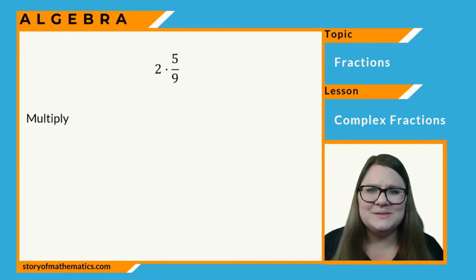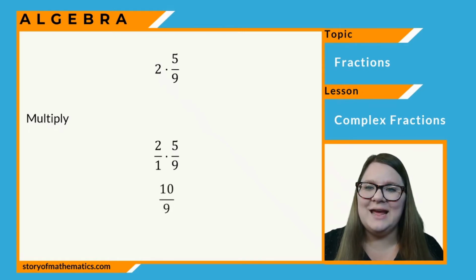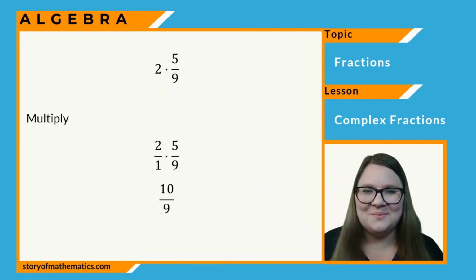Now, I can just multiply across. 2 is really 2 over 1. So this is 2 times 5, which is 10, and 1 times 9, which is 9. 10/9 is my final answer. That looks much simpler than what we started with.